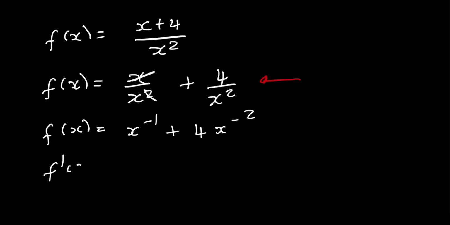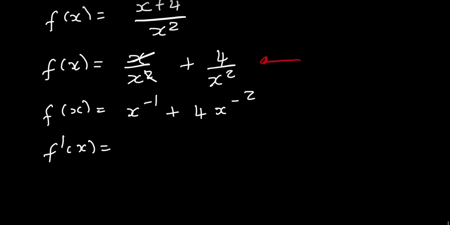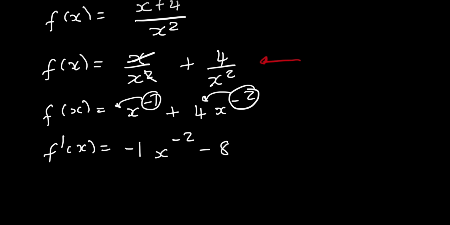So the first derivative of f at x is going to be equal to what? Remember, now you take the exponent multiplied by the coefficient, that's going to be -1. And therefore you're going to have x to the power of what? -1 minus 1, which is going to be -2. And then here you're going to have -2 multiplied by +4, that's going to be -8. And then you have x to the power of what? -2 minus 1, that's going to be -3.